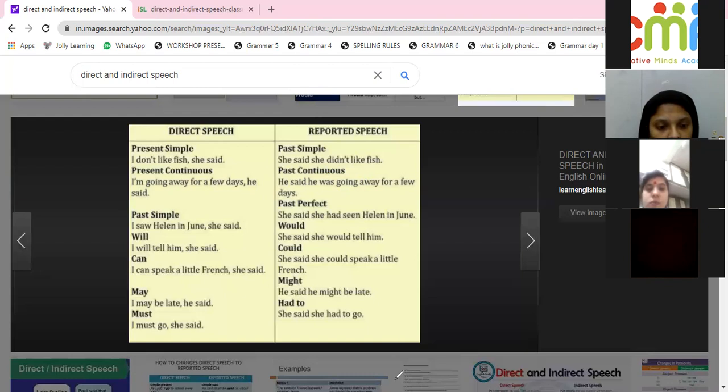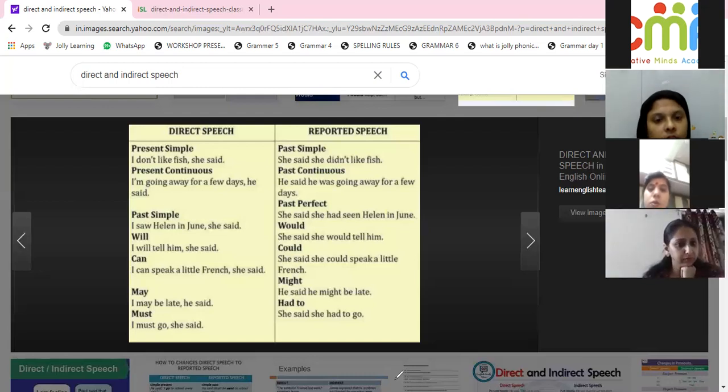Okay, so tell me which tense was changed in the first. Sorry, I may be late, he said. Might. He said he might be late. Must. I must go, she said. Had to. She said she had to go. Okay, so must will be changed to had to. May will be changed to might, can will be changed to could, will be changed to would, simple past will change to past perfect, present continuous changes to past continuous, and simple present changes to simple past. Any doubts? No, ma'am.